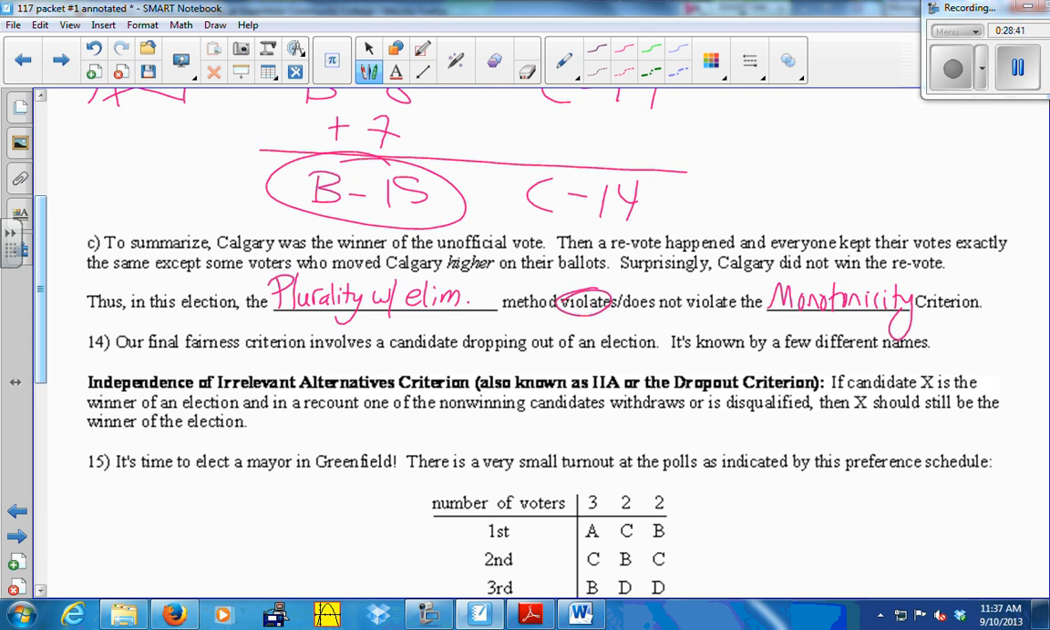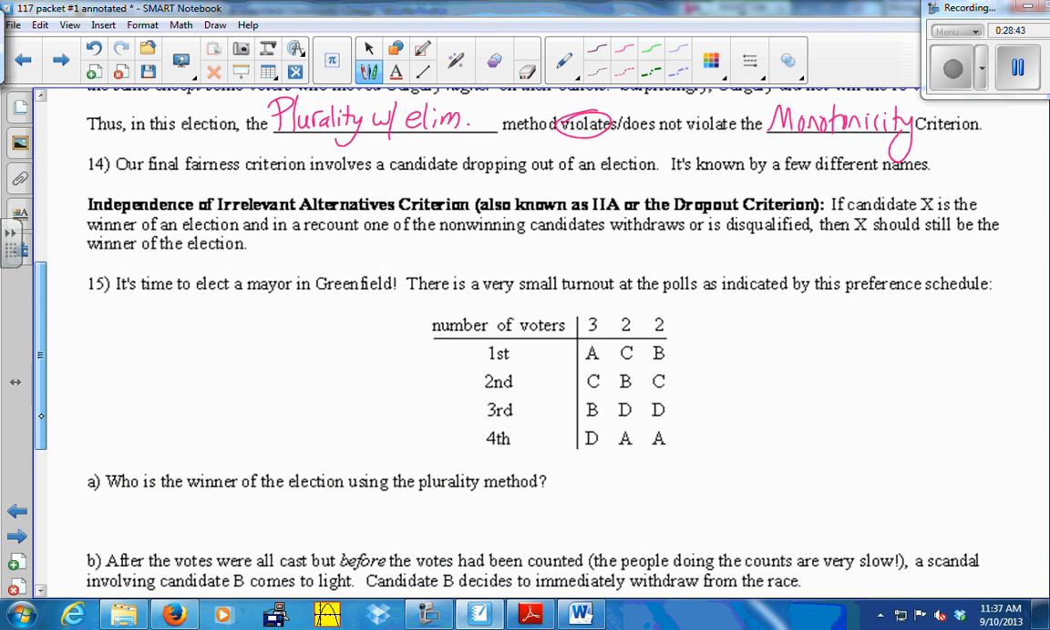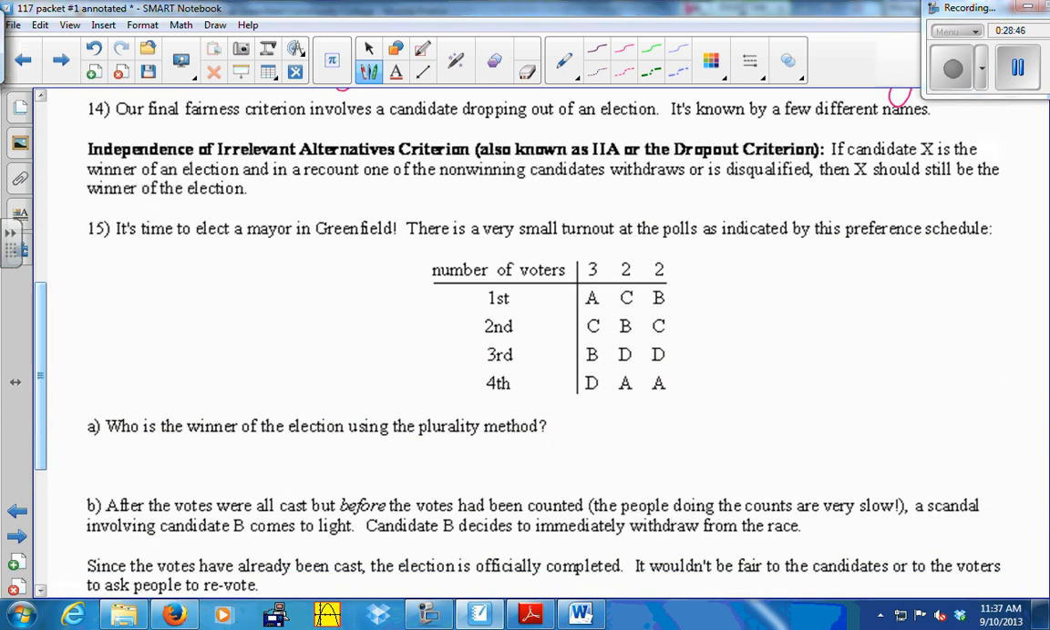All right, so we have one more fairness criterion, one more way that we measure the fairness of an election. This one is called independence of irrelevant alternatives, known as IIA, also known as the dropout criterion. It says if candidate X is the winner of an election, and in a recount, for whatever reason we have to have a recount, one of the non-winning candidates withdraws or is disqualified, candidate X should still be the winner.